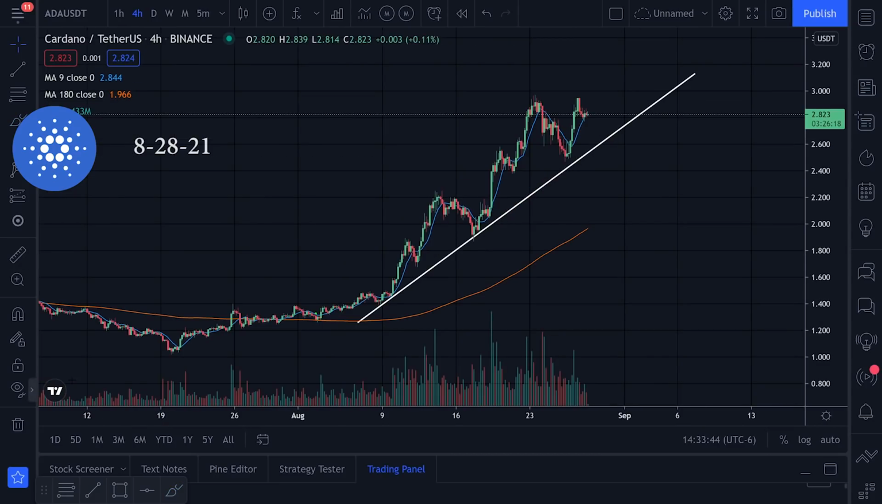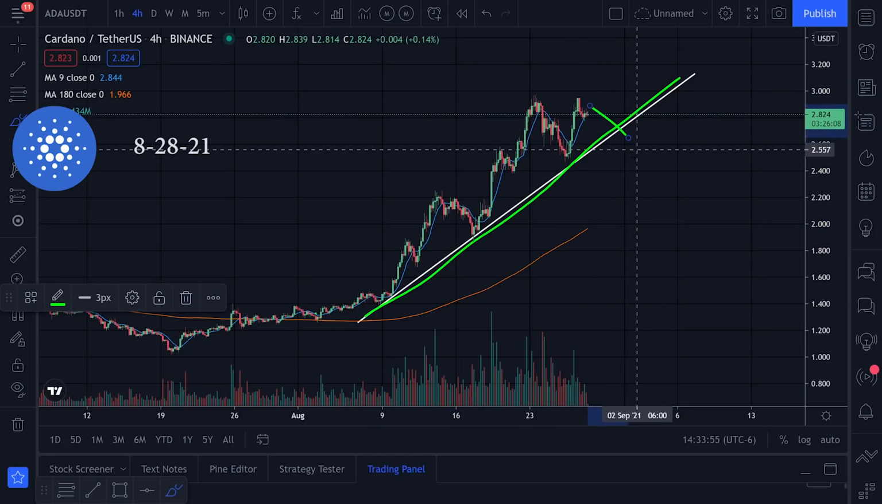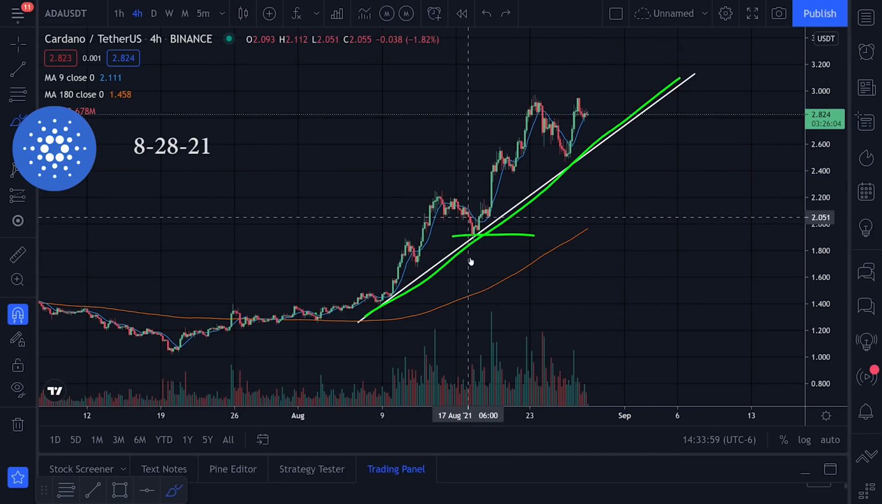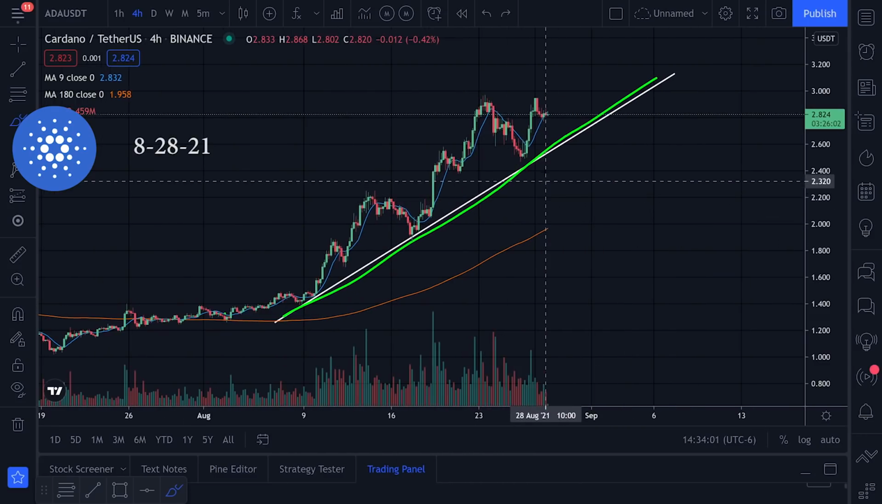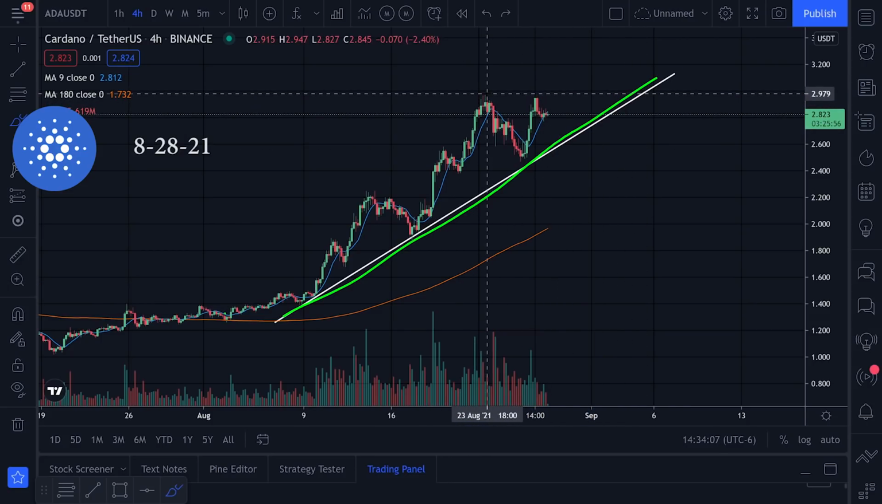All right, so if we swing back to Cardano, I'm basically watching this uptrend we have going like this until we break it going to the downside. Then I'll start looking for previous support levels, doing some Fibonacci levels and stuff like that. But right now I'm watching this possible double top. Let's see if we could break this line right there, which is sitting at around 2.97, somewhere around there.